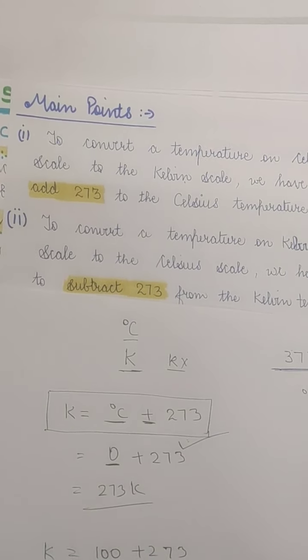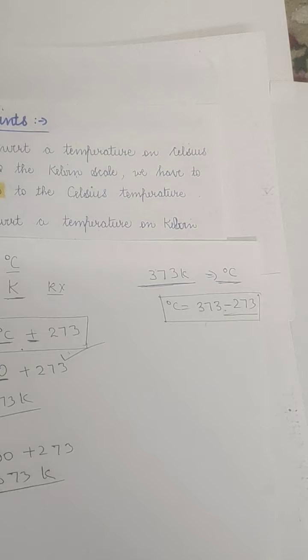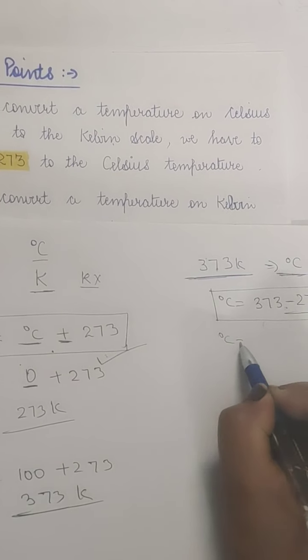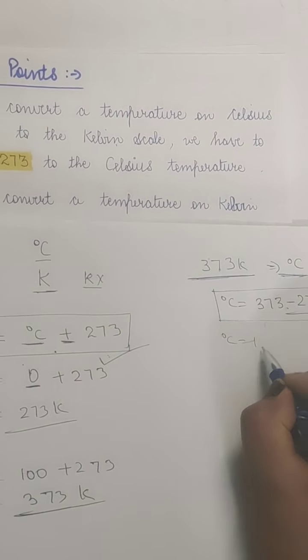So when I convert my temperature from degree C to Kelvin, I have to add, and when I convert from Kelvin to degree C, I have to subtract. So please keep these things in mind. So the temperature would be simple, 100 degrees C. I hope it's clear.